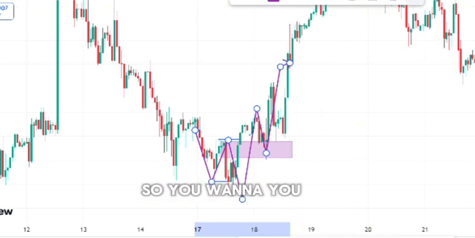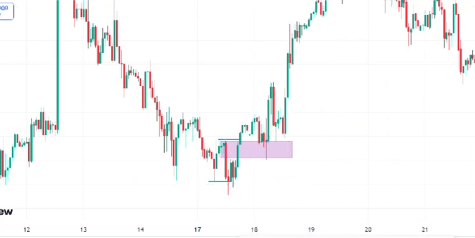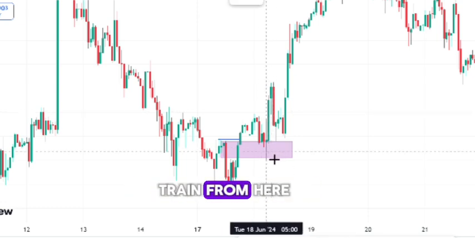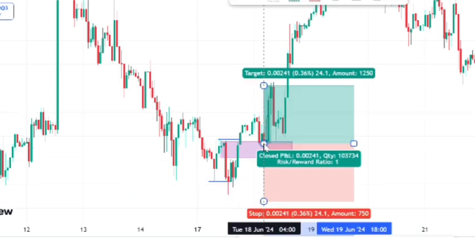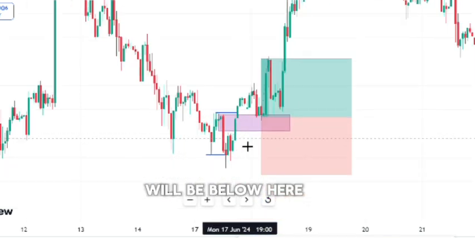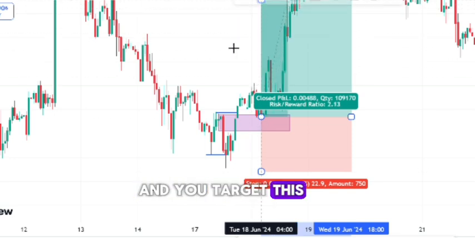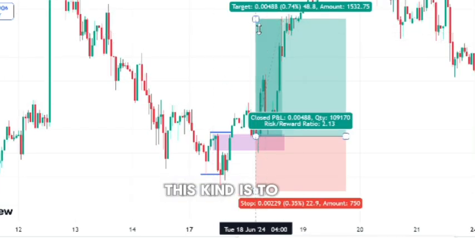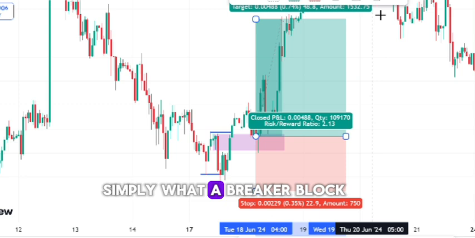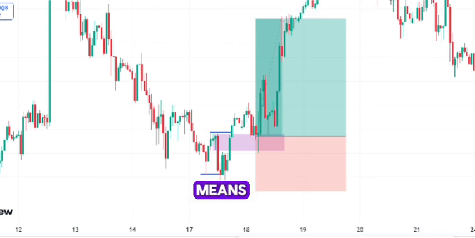So you want to take your trade from here, and your stop loss will be below here, and you target this 1:2. This gives you 1:2 nicely. So this is simply what a breaker block means.